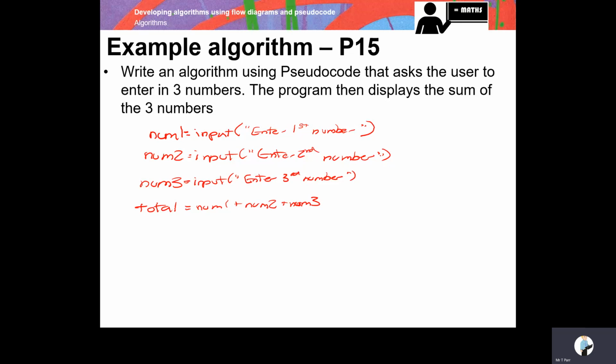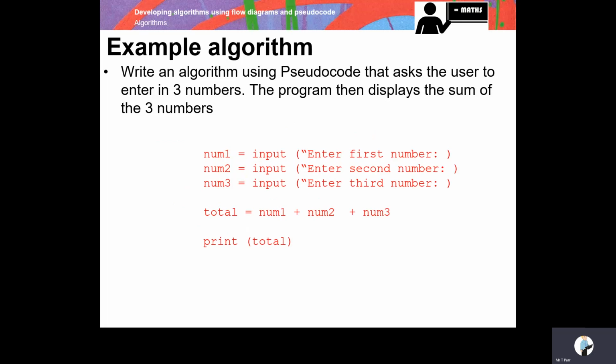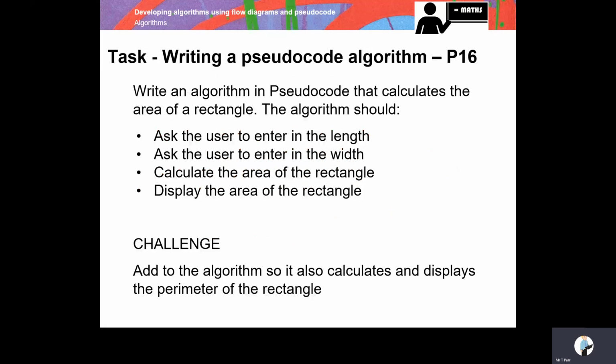Have I finished? Not quite. I need to display it. So then I just print total. So that means it's going to go into my tray called total and then display the answer on the screen. Okay, so I understand that's the same as exactly what's in front of you, but I think it's sometimes really useful to talk through an algorithm as you're writing it, and there's a much neater one than my rubbish scribble. Okay, so your job on page 16.